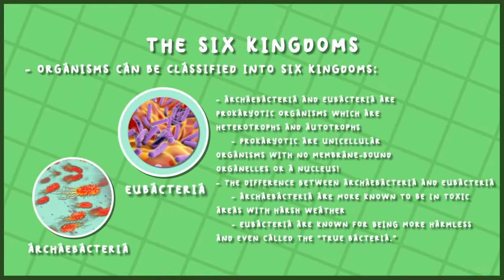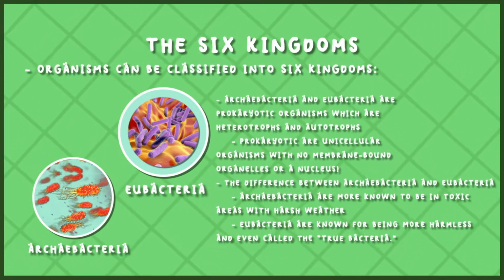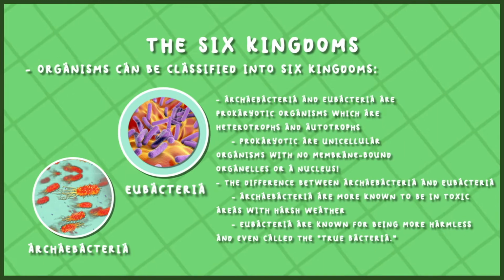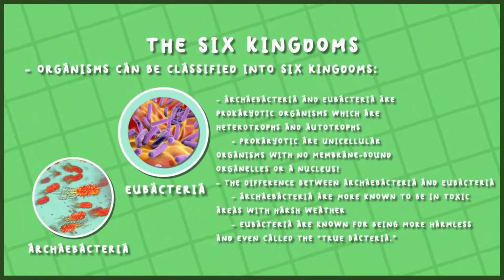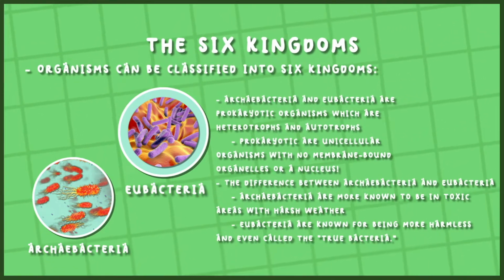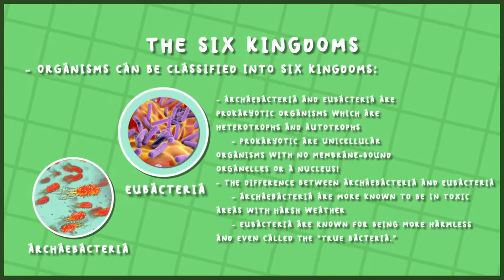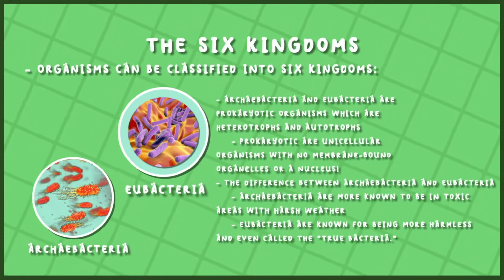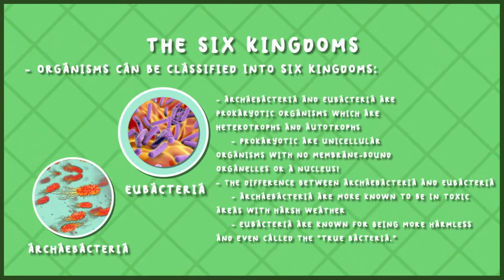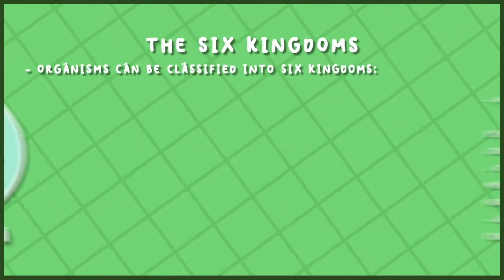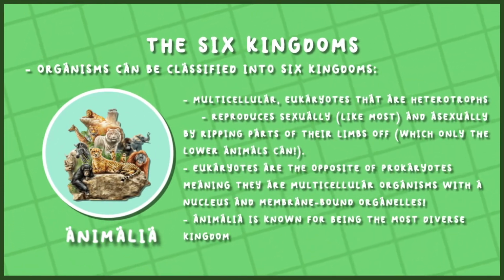Starting off with our bacteria, Archaebacteria and Eubacteria are the kingdoms where prokaryotic organisms, which are heterotrophs and autotrophs, are classified in. Prokaryotic organisms are unicellular organisms with no membrane-bound organelles or a nucleus. Though both share very similar qualities, a huge difference between the two is that Archaebacteria are known to be more toxic and live in toxic areas with harsh weather, while Eubacteria are known for being more harmless and even called the true bacteria.